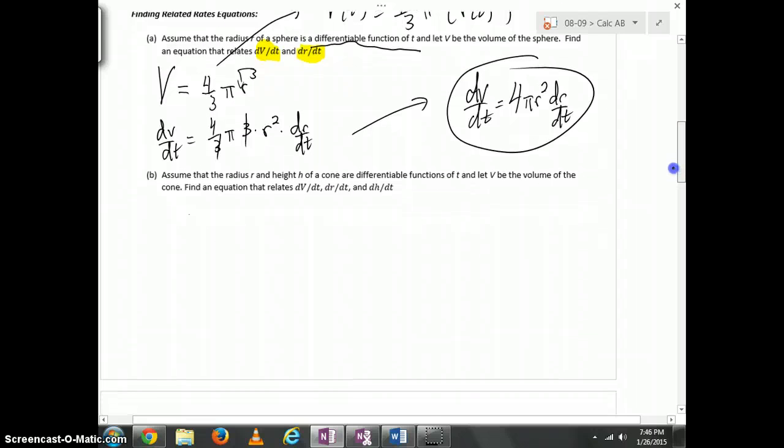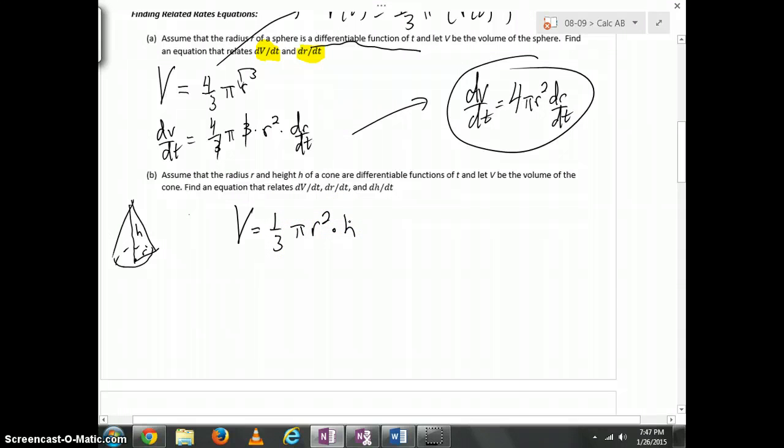Let's say that we also have a cone. And when you have a cone for part B, and if you wanted to take a look at the volume of that cone from geometry, we're going to have a lot of review of geometry today. The volume of a cone is 1/3 pi radius squared, or 1/3 times the area of the base, times the height.